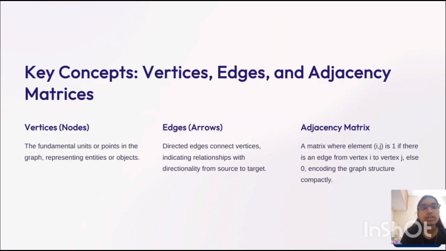Key concepts: vertices, edges, and adjacency matrices. Vertices, which are known as nodes, are fundamental units or points in the graph, representing entities or objects. Edges, which are known as arrows, in directed graphs connect vertices, indicating relationships with directionality from source to target. Adjacency matrix, a matrix where element ij is 1 if there is an edge from vertex i to vertex j, else 0, encoding the graph structure compactly.